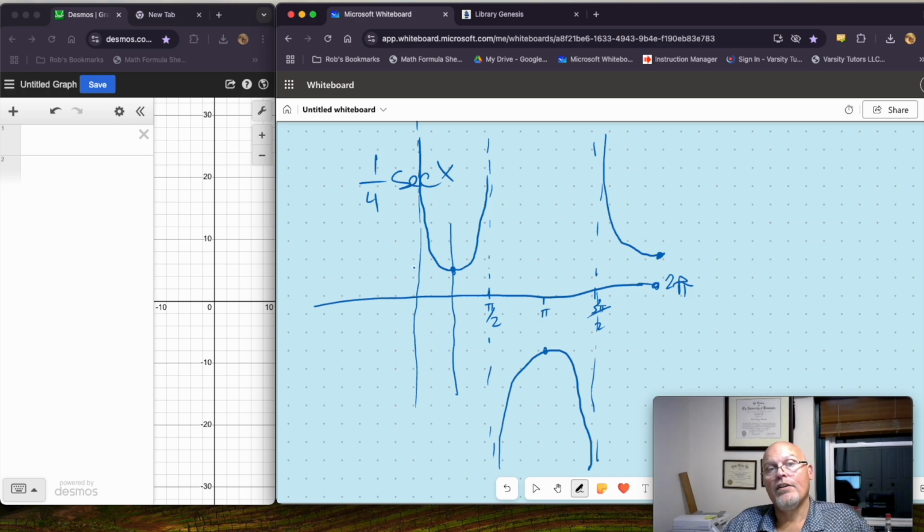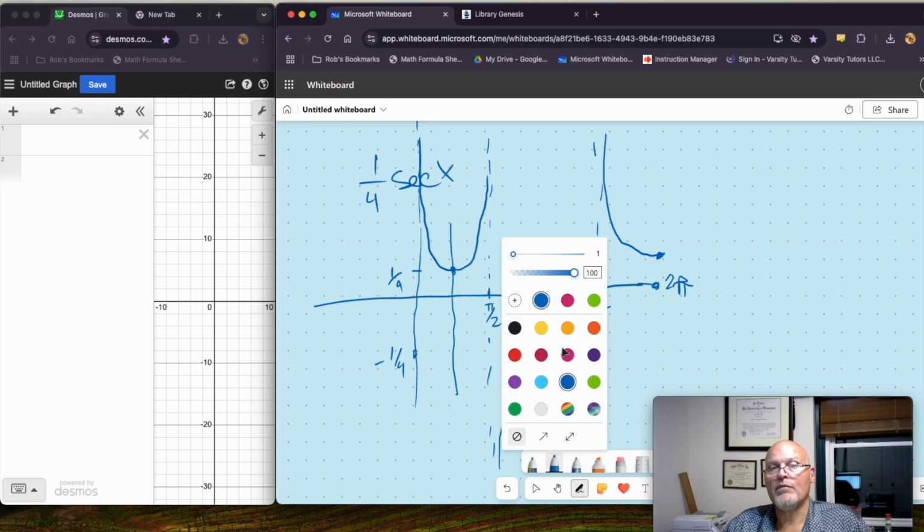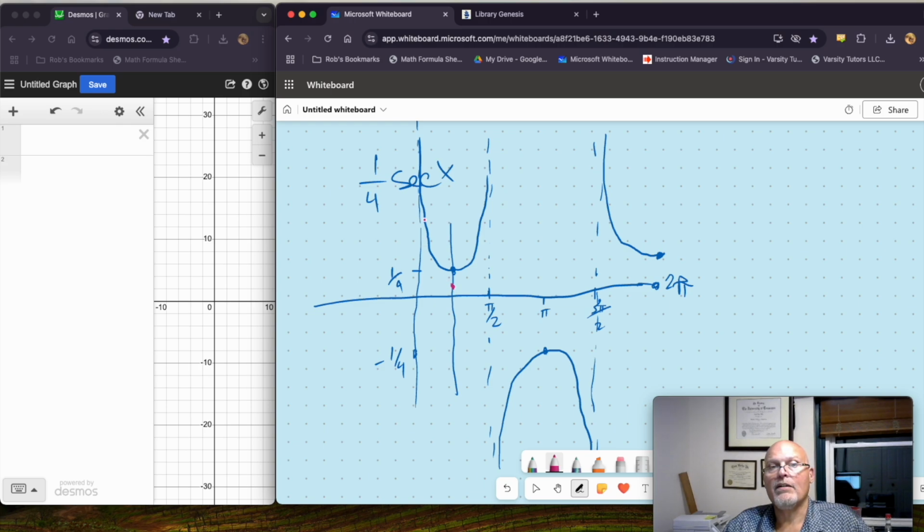Now, this is at 1 for the parent function of secant x, and all we're going to do is we're going to drop that down to 1/4 and -1/4. And so if we were drawing at the same scale, if this was 1, now I'm going to essentially come down to here. Yeah, so the secant of x, where it's 1, it's going to be 1/4 of that. So all of this is still going to be roughly the same.